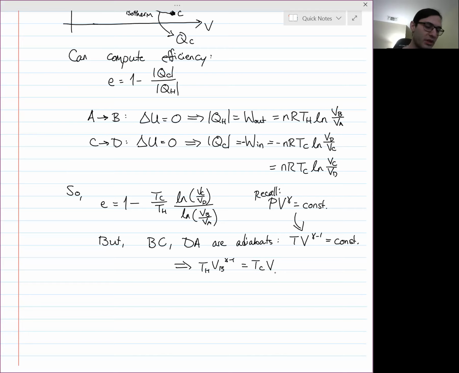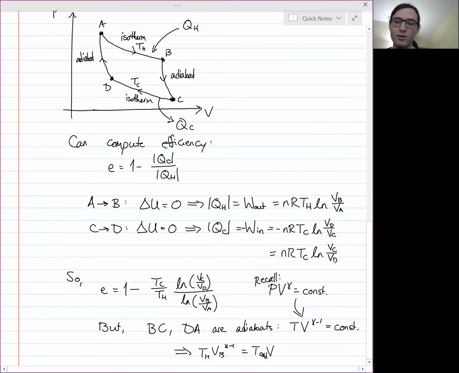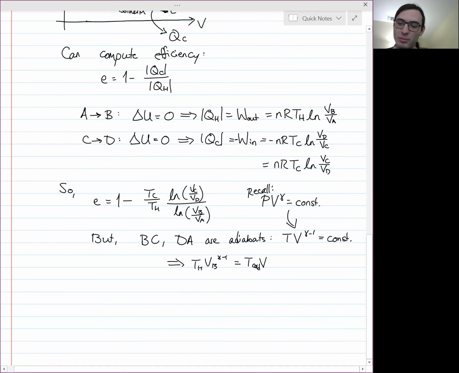Oh, yeah, that should be a C. V. Okay, so this is T cold, not the temperature at C. It also happens to be the temperature at C, but that's what was throwing me off.